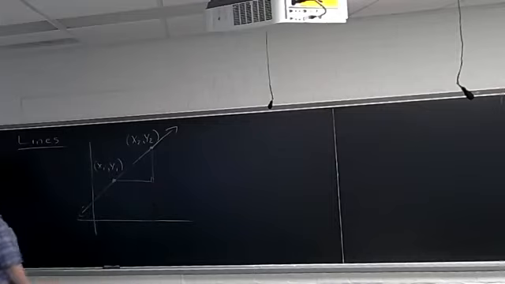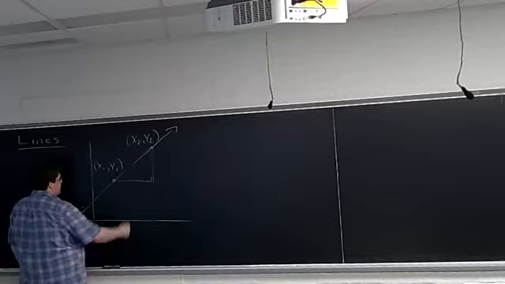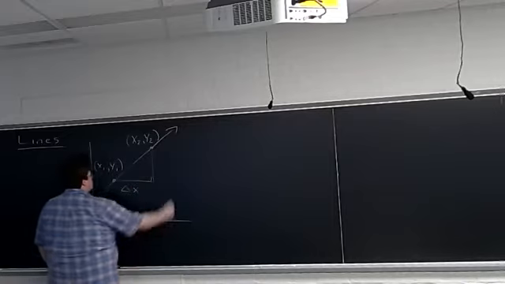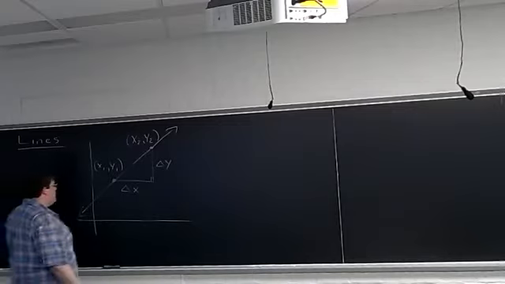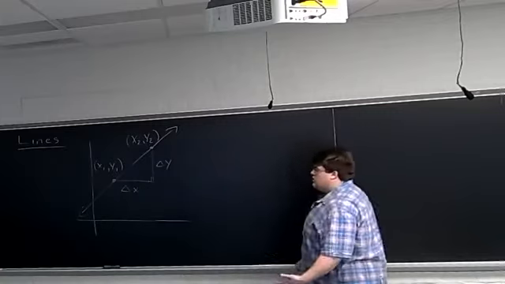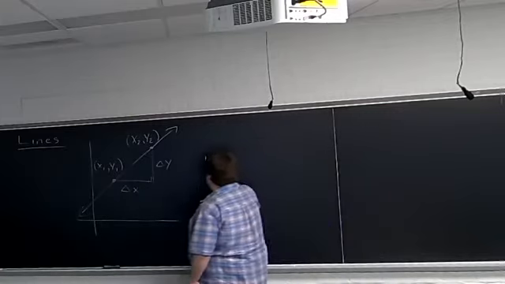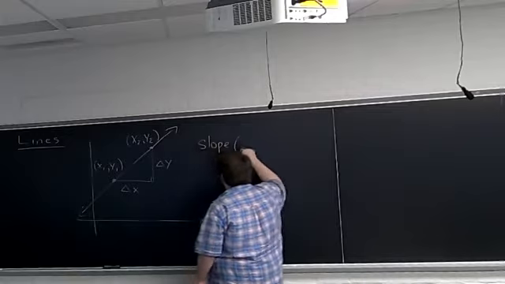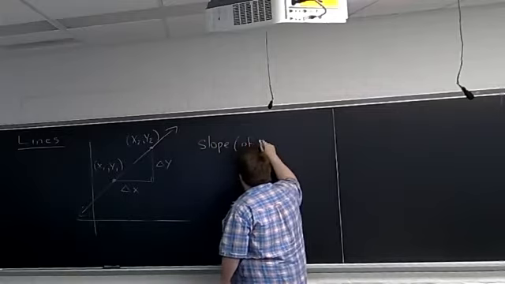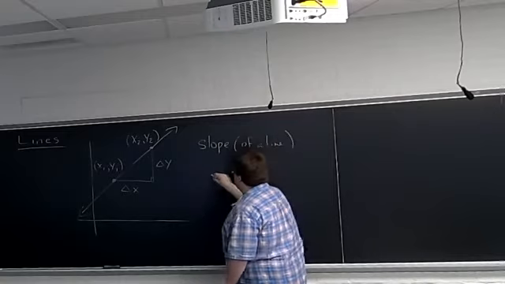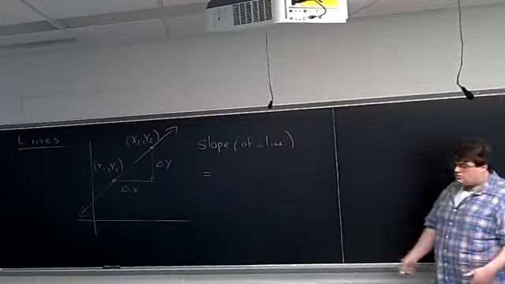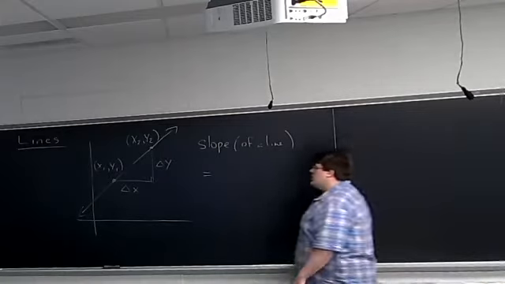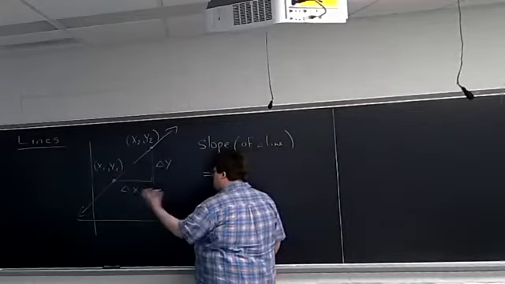Given two points, between those two points, there's some horizontal change and there's some vertical change. The horizontal change we can call a change in x, delta x. The vertical change we can call a change in y. And the direction that a line goes in, we're going to call the slope. So we'll say the slope of a line equals the vertical change divided by the horizontal change. It is how much the line goes up for each unit it goes forward.